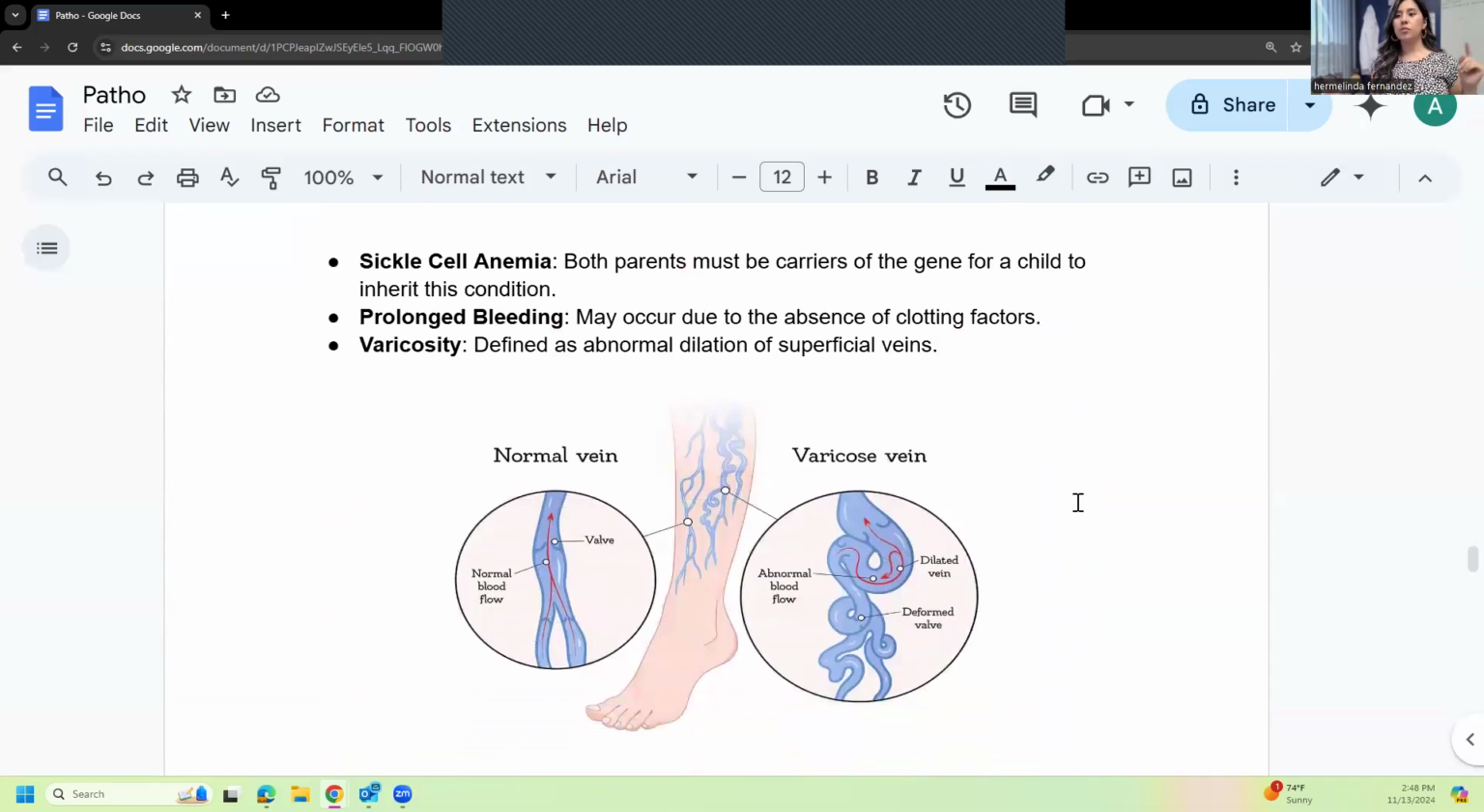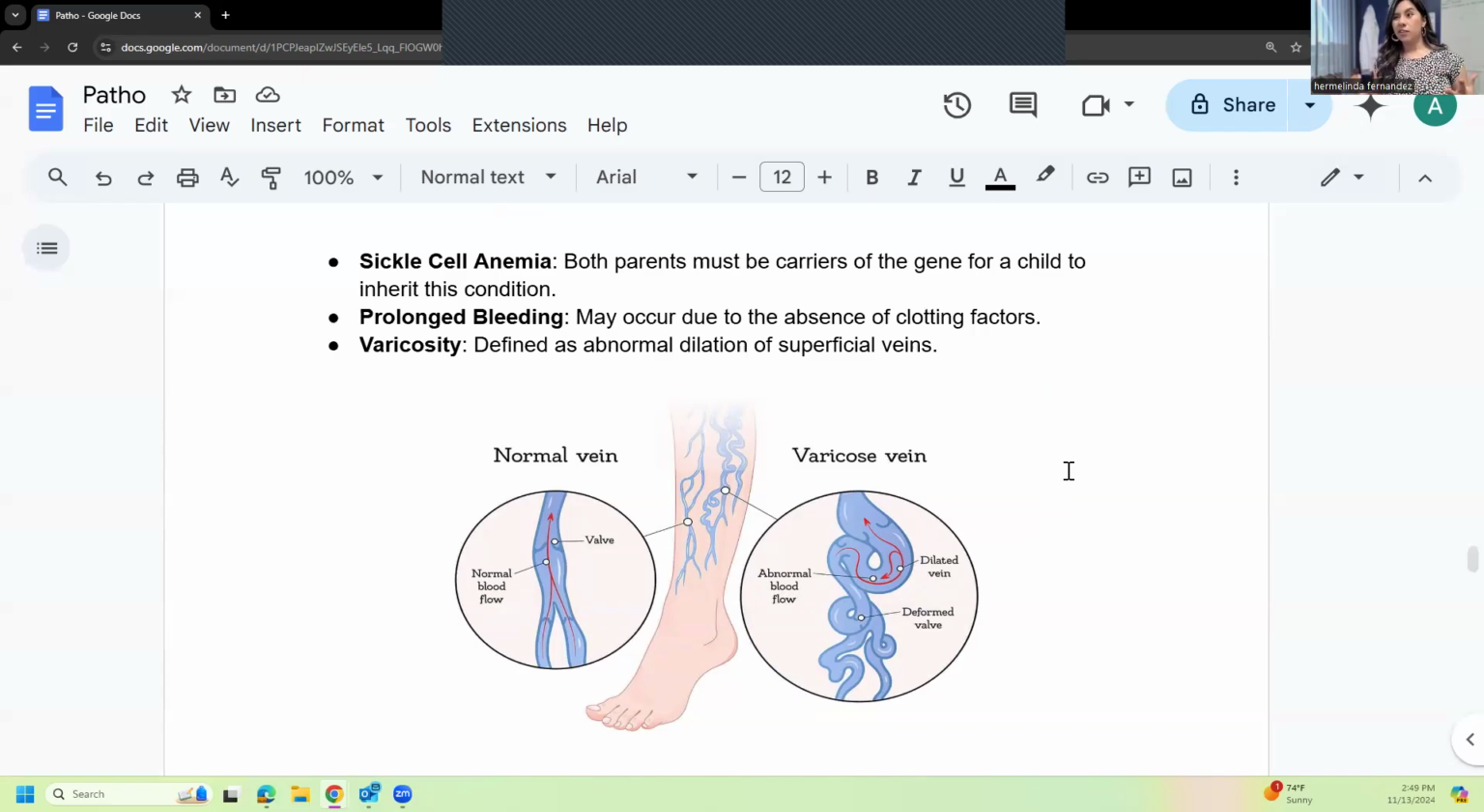Sickle cell anemia: both parents must be carriers for this gene so the child can inherit this condition. Again, a parent comes in, but only one parent is a carrier. Would they be at risk for sickle cell anemia? No, right? Because they have to be both parents. Prolonged bleeding may occur due to the absence of the clotting factor. The clotting factors aren't working to clot, so there's going to be prolonged bleeding.